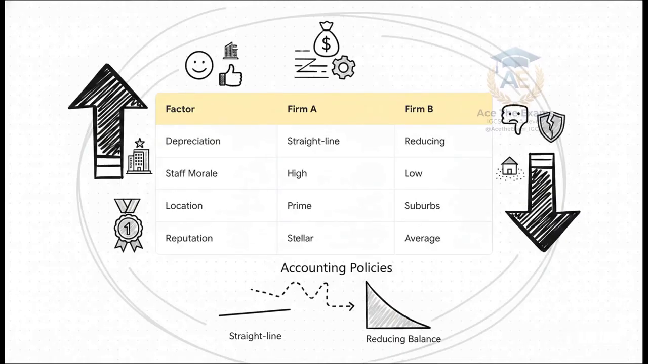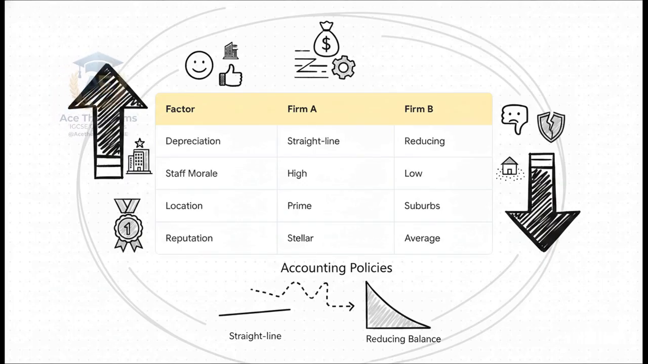And when you're tackling inter-firm comparisons, examiners are desperate to see you analyze the underlying quality of a profit. You simply can't compare two businesses side by side if they're using totally different accounting policies. For instance, one might use the straight-line method for depreciation, which spreads costs evenly, but the other uses the reducing balance method, front-loading that expense. That alone instantly skews their reported profits.